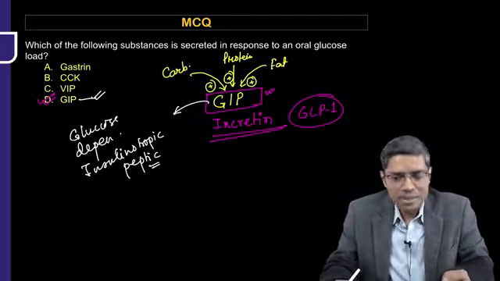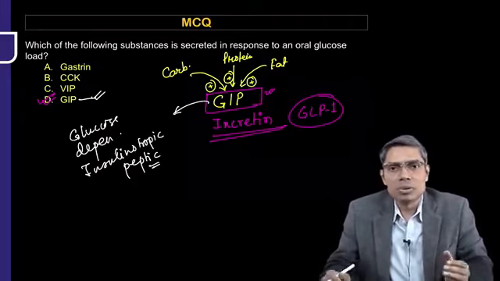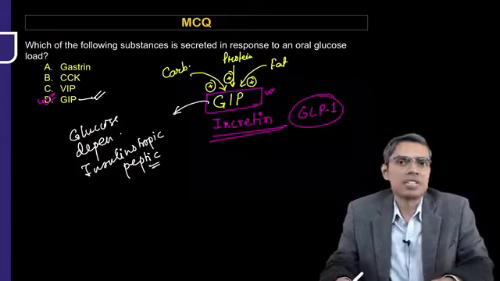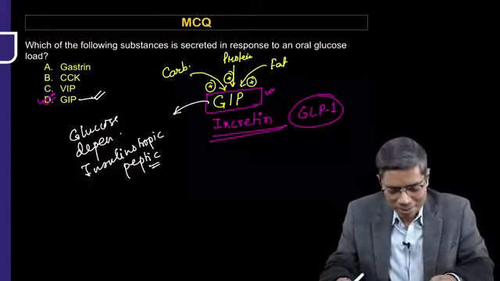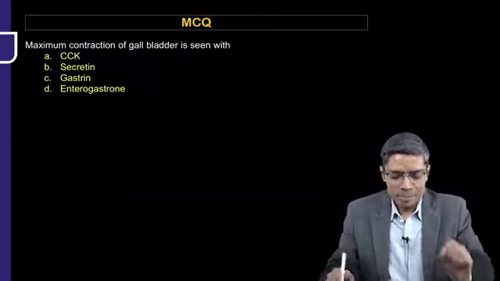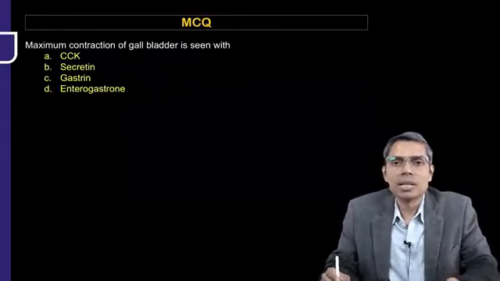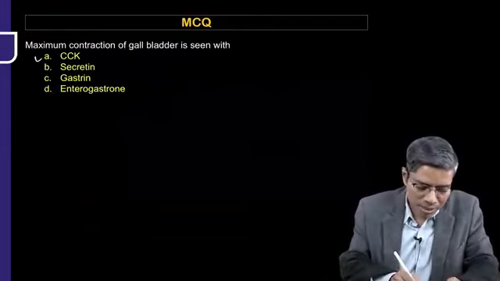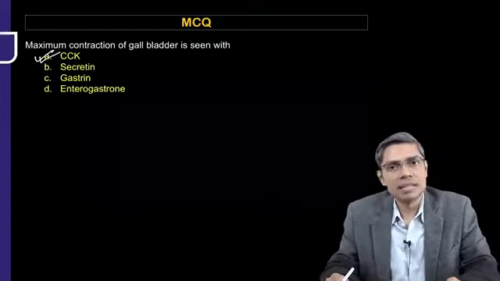Okay. And it's a peptide which is dependent on glucose load. Glucose load is a stimulus for this peptide. Got it? Very good. Now next question. Maximum contraction of gallbladder is seen with. All of you can answer that this is CCK.